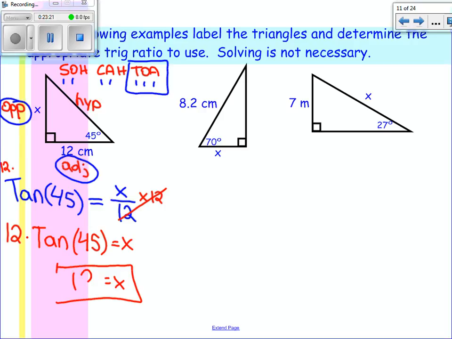Did everybody manage to change their calculator? If you didn't, I can change it quickly. Does anybody need it changed? I can do it in 2 seconds. You good? Yeah, that's good. That's where you want to put it.